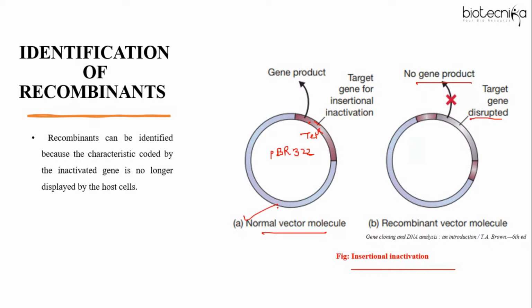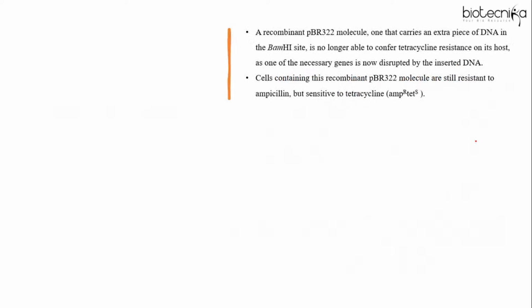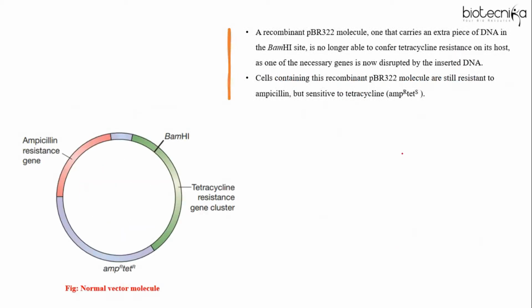So this is a normal vector molecule where the gene remains intact, but in the recombinant vector molecule, the target gene is disrupted. Here you can see in the case of PBR322, this is the ampicillin resistance gene, and this is the tetracycline resistance gene having a recognition site for BamHI. Now, if I introduce this vector into a bacterial cell, it will survive if I grow it in the presence of ampicillin and tetracycline, because it has the genes which provide resistance to these antibacterial agents, right?